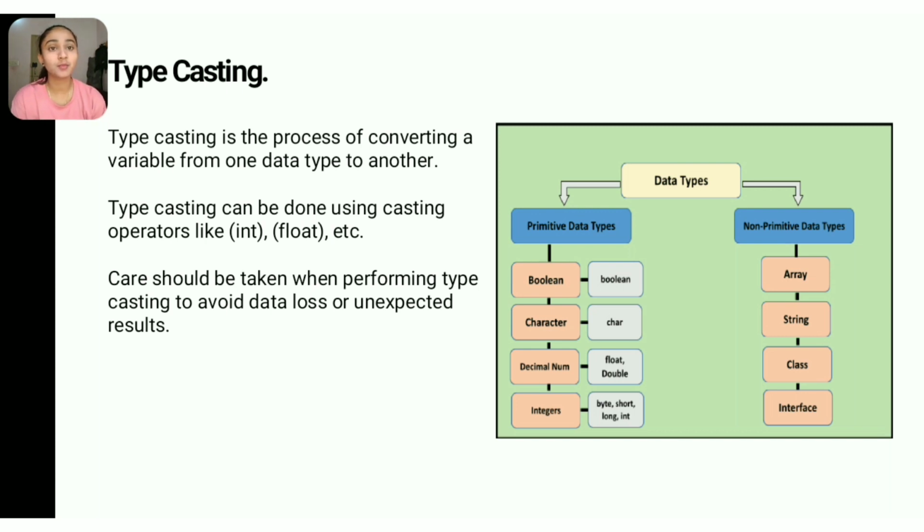Typecasting. Typecasting is the process of converting a variable from one data type to another. Typecasting can be done using casting operators like int, float, etc. Care should be taken when performing typecasting to avoid data loss or unexpected results.